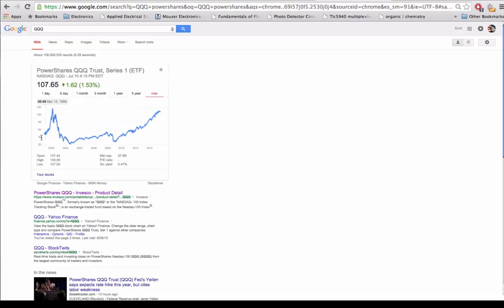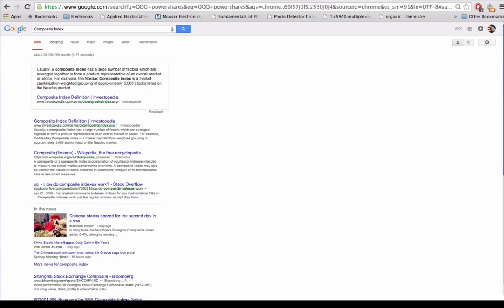Okay, QQQ is a composite index, right? And what do we know about, look, what does this show you? Do you remember the Bitcoin bubble? You remember what happened? And then look at this growth pattern that emerged for QQQ Power Shares. Okay, let's look up what is a composite index, right? Composite index, that sounds like something fancy. No, look, a composite index has a large number of factors which are averaged together to form a product representative of an overall market or sector.